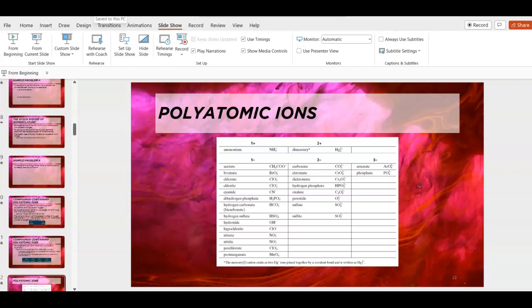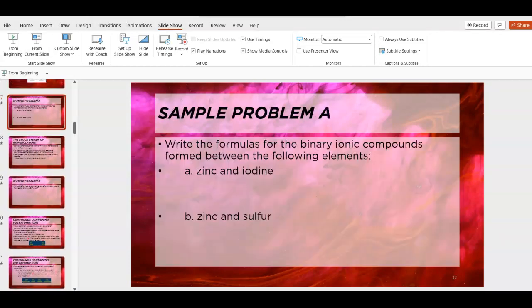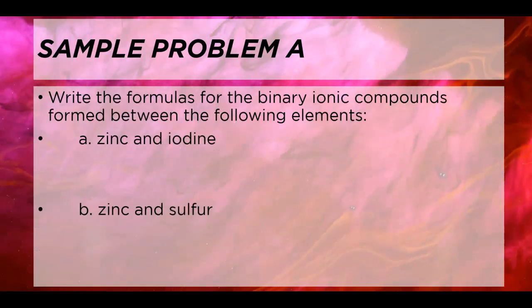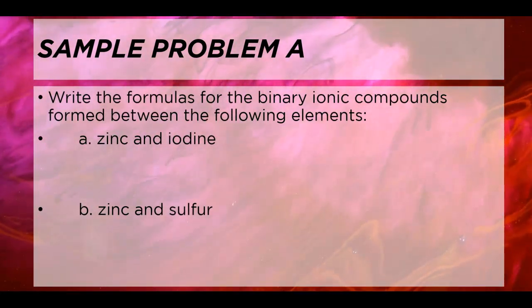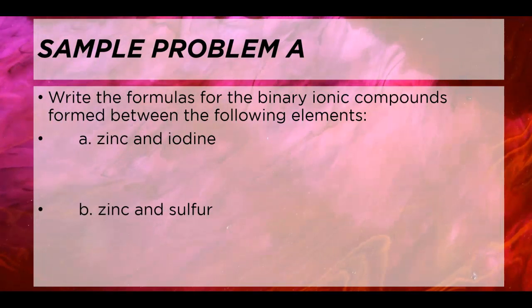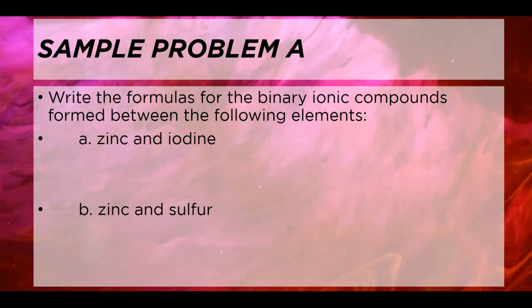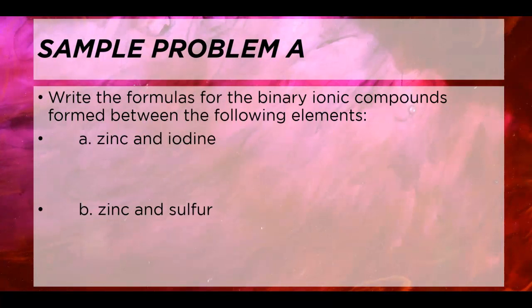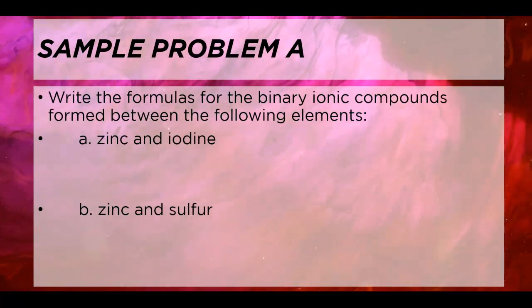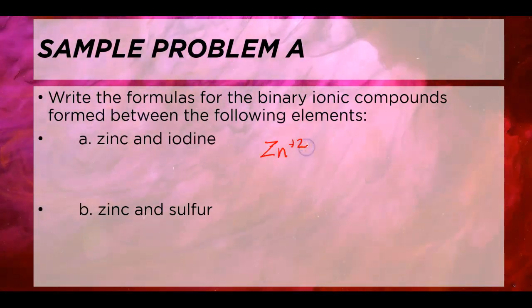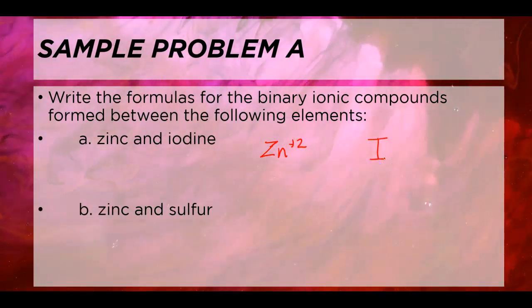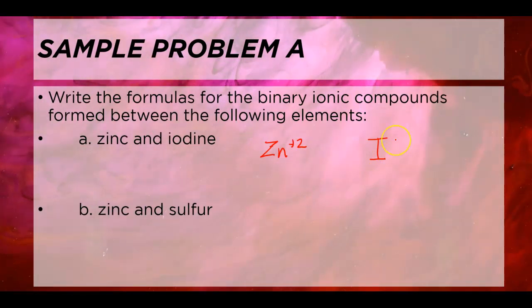So we have an example here we're going to look at, this sample problem A. We're going to look at how to combine zinc and iodine, as well as zinc and sulfur. So recall that zinc from that table, and you have this table in your reference sheets under common ions, you can go ahead and look at that and see that zinc has a +2 charge. Iodine also on that sheet, but you can also think of your periodic table. Iodine in group 17 will have a -1 charge.